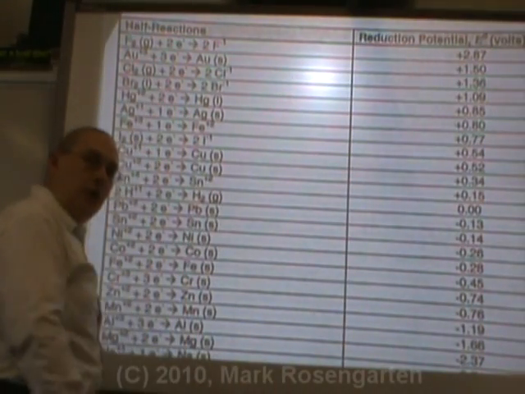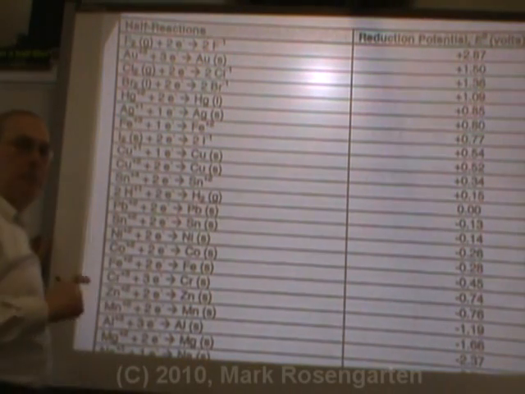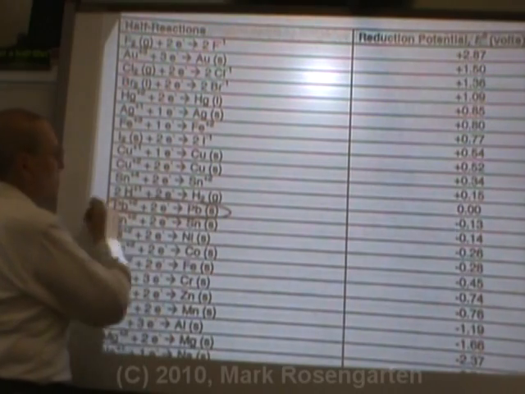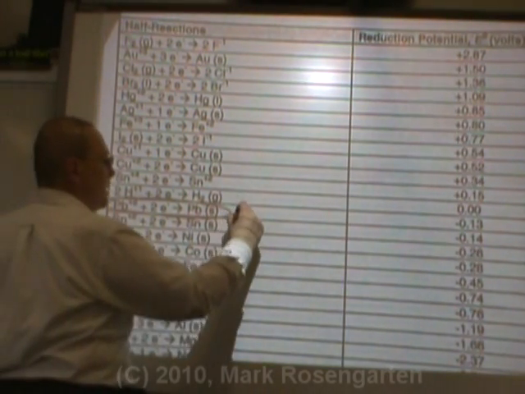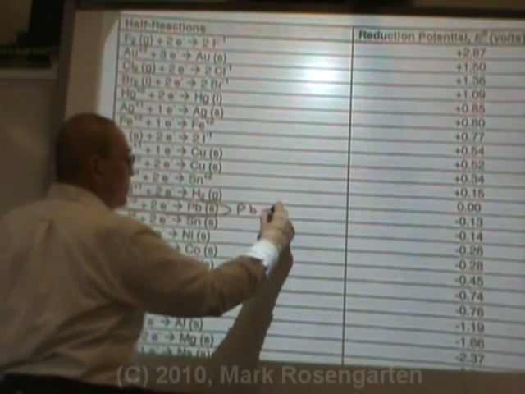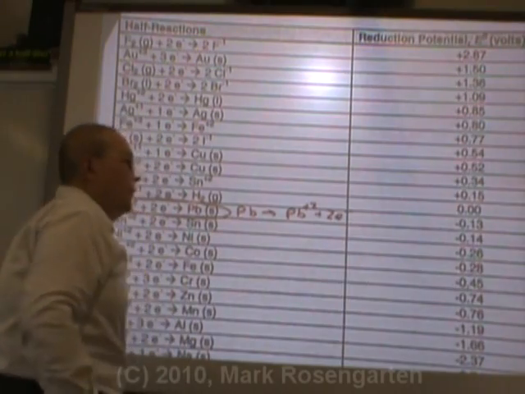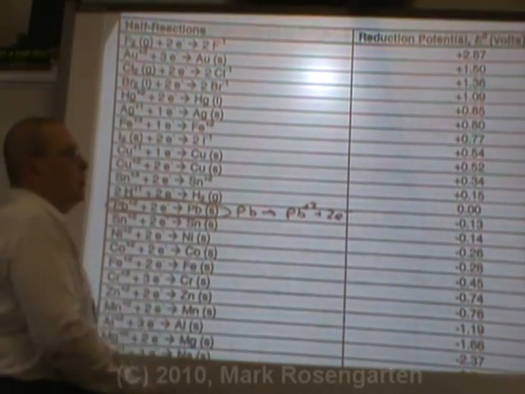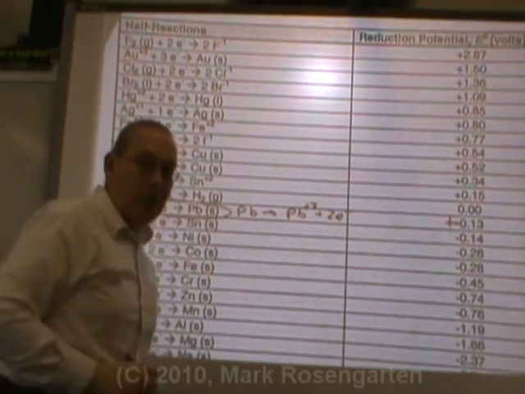So let's take a look at the two half reactions that we had. We had lead being oxidized. Well, here is the half reaction for the reduction of lead 2 to 0. So if we were to write this as Pb goes to Pb+2 plus 2 electrons, instead of the voltage being -0.13, that's the reduction potential, the oxidation potential would be +0.13.